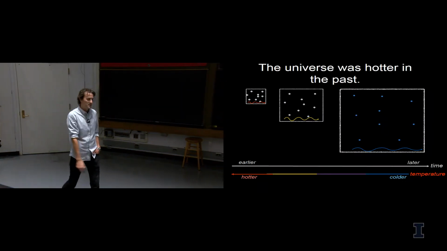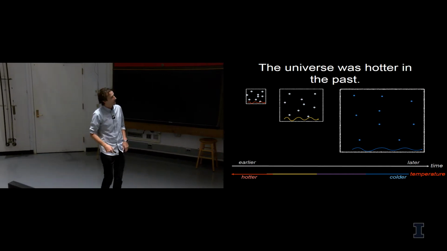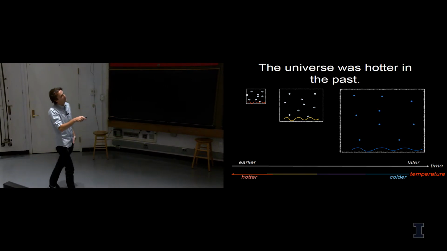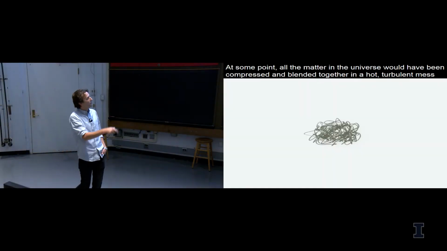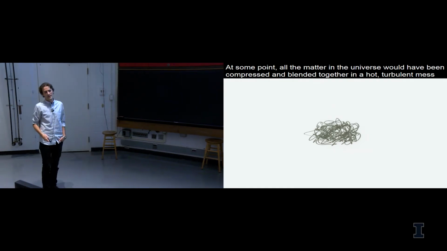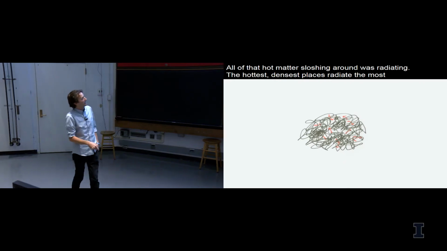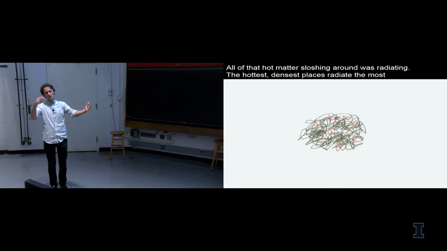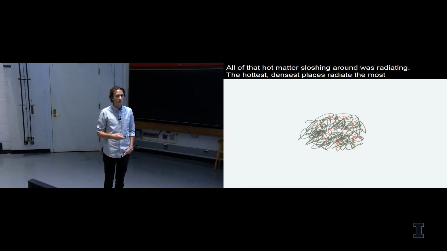The other thing you'll notice is that as you go back in time, as you compress things, they get hotter. You're probably familiar with pumping up the tire on your bicycle: the pump gets quite hot as you compress gas. So as you go back in time, the universe gets hotter and hotter. At some point, all of the matter in the universe would have been blended together in this sort of hot, turbulent mess. All this matter sloshing around would be radiating, and the hottest, densest parts of this big, dense blob would be radiating the most.